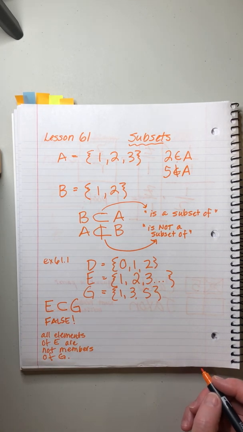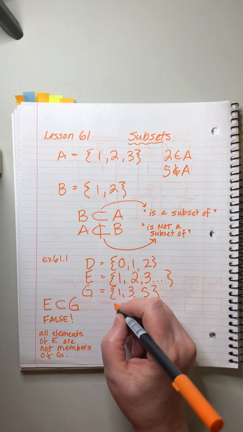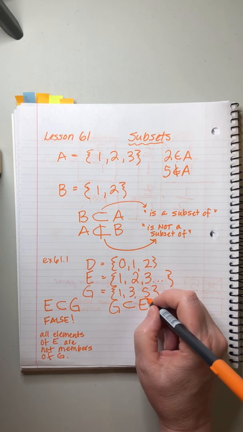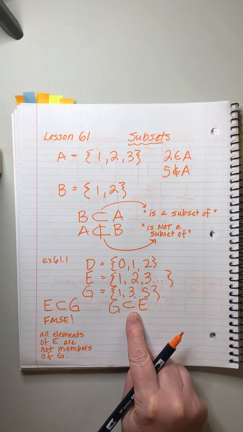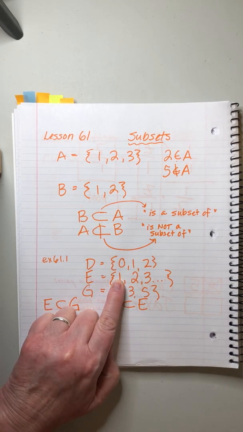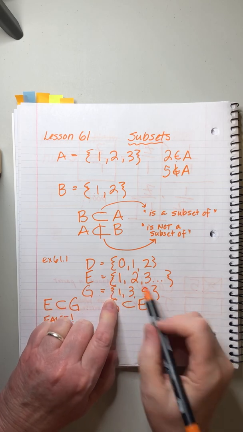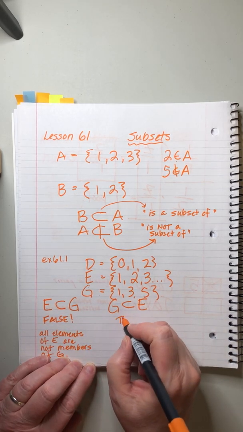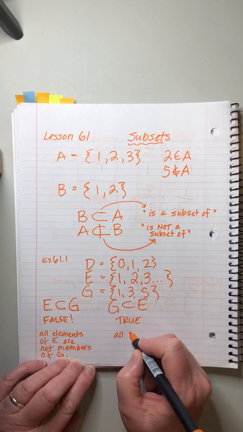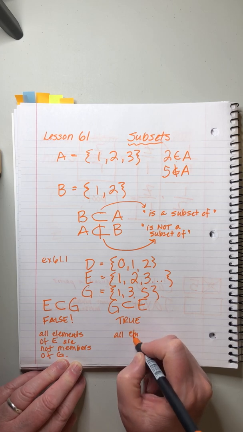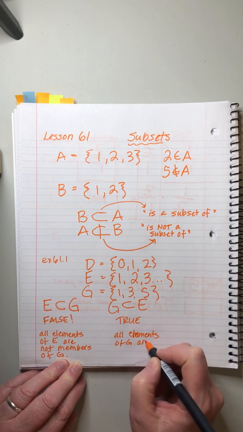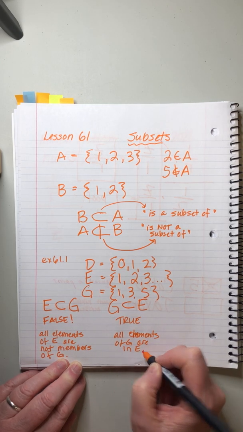Okay, the next one is G, remember this means is a subset of. G is a subset of E. Okay, G is 1, 3, and 5. This includes that, right? Because it keeps going. So we say true. And we would say all elements of G are in E.